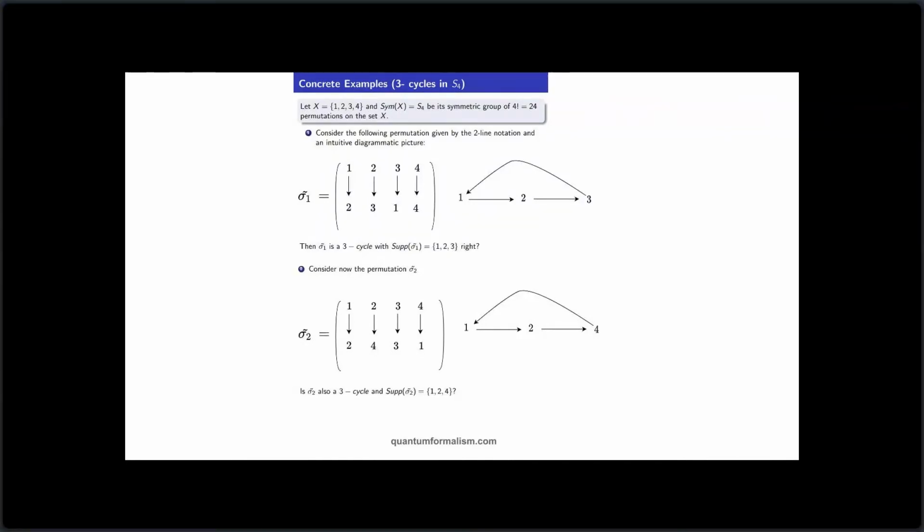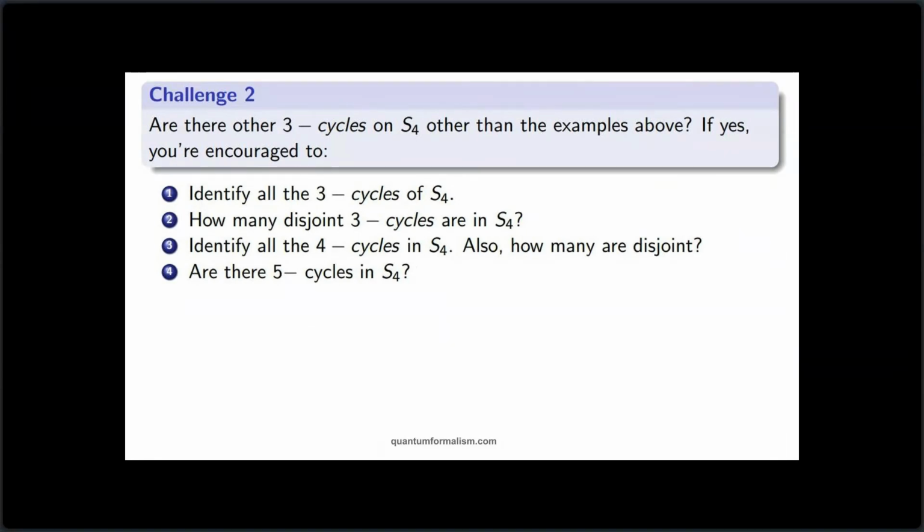Okay, so now, just like in the case of 2 cycles, the question is, are there other 3 cycles on S4, other than the previous 2 examples that we just went through? The challenge then is to identify all the 3 cycles of S4.